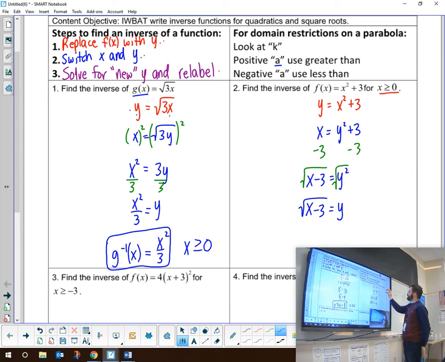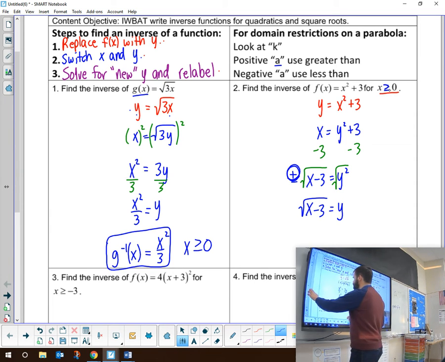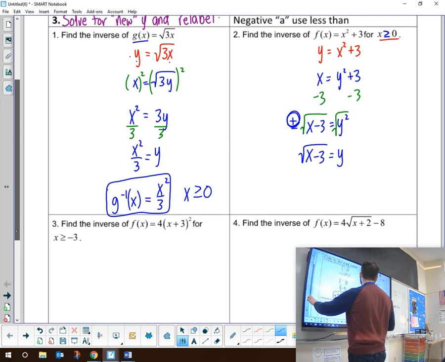Now since it is greater than, remember whenever we solve squared equations, we can have plus or minus. So this one's going to be plus or minus the square root of x plus 3. We're going to go plus because it is greater than or equal to. Since it's bigger than, it's just going to be a positive.